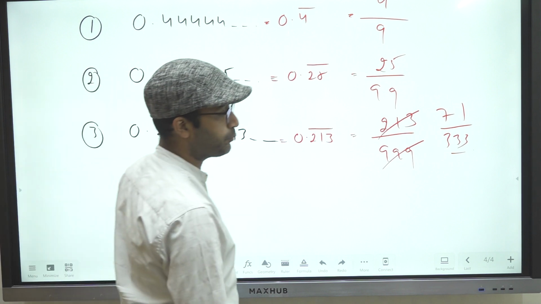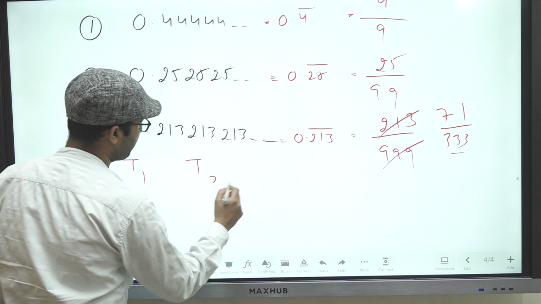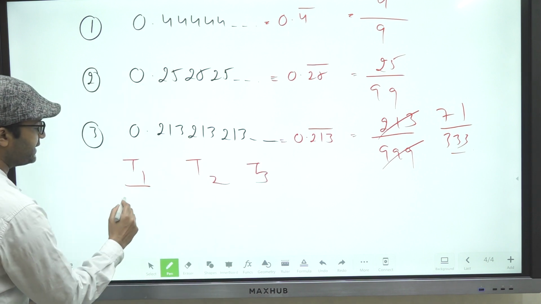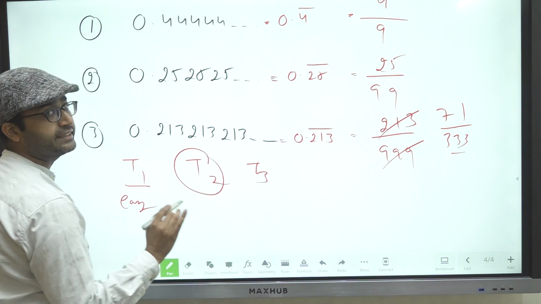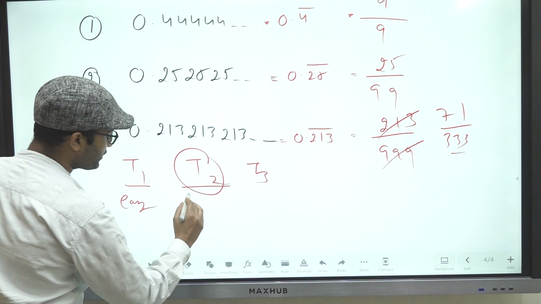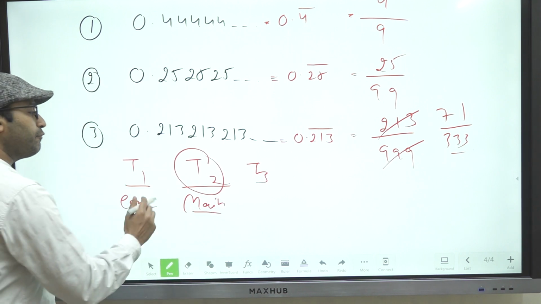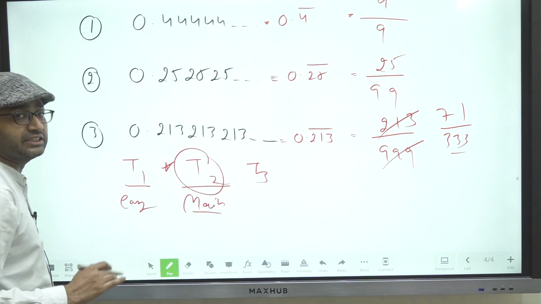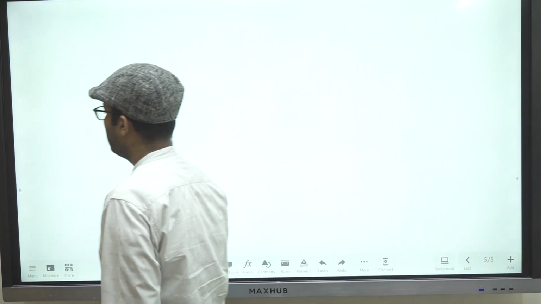Now next is type 2. And let me tell you, we have only 3 types of questions: type 1, type 2, type 3. This is very easy. It is main. Type 3 is also easy as compared to type 2. So this is main here, type 2. And believe me, you will understand it. And once you understand type 2, type 3 is much easier actually. Now let us see type 2 question.